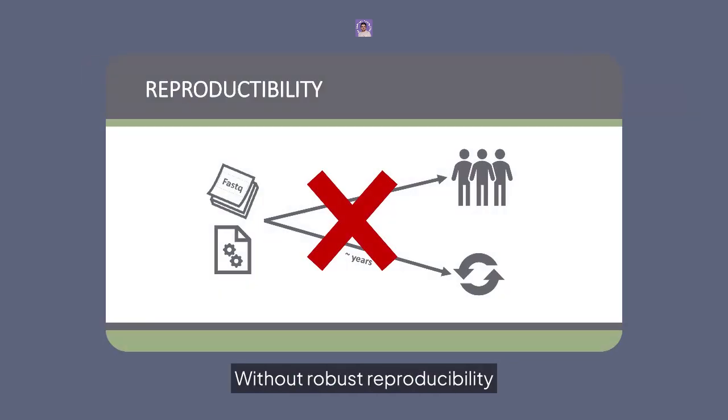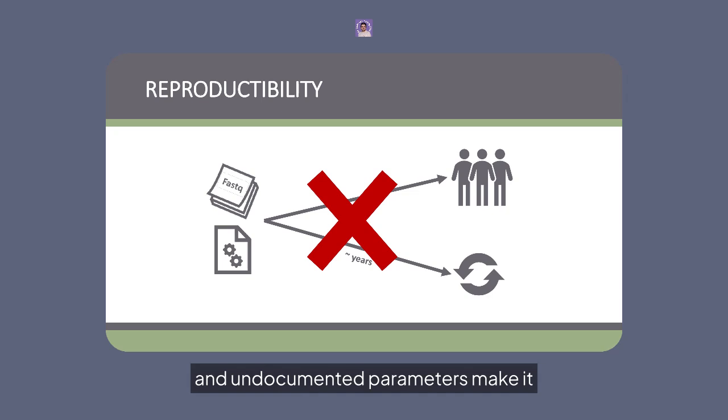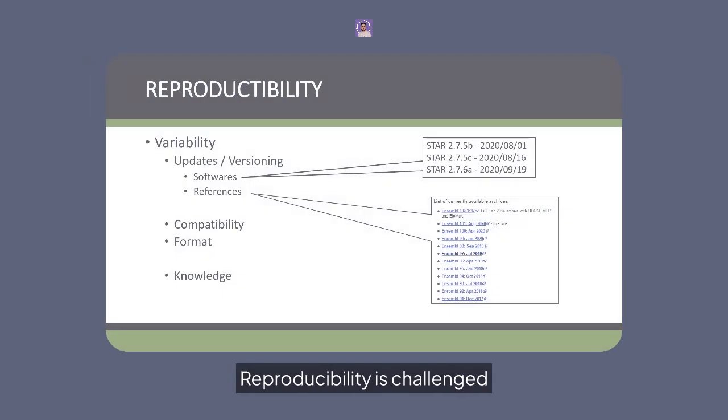Without robust reproducibility practices, sharing only FASTQ files and loose scripts is risky. Over time, software changes and undocumented parameters make it difficult for collaborators, or even ourselves, to regenerate the same results, undermining confidence in the findings. Reproducibility is challenged by variability.